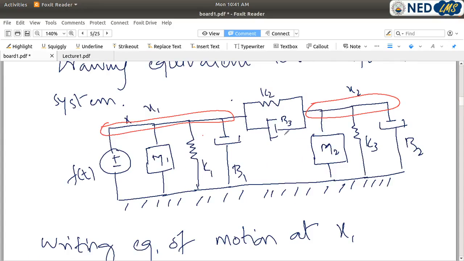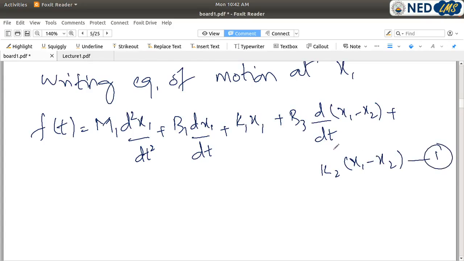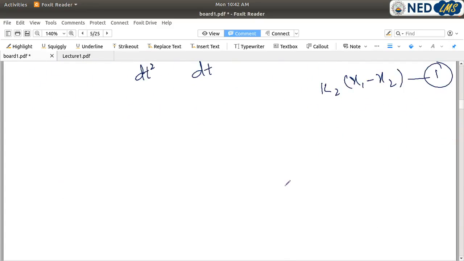And now for these two elements, since they are connected between x1 and x2, and the net force is applied, net force or net current is flowing in this direction, it's our assumption. So we should write k2 (x1 minus x2), and similarly b3 d/dt (x1 minus x2). So the additional terms are b3 d/dt (x1 minus x2) plus k2 (x1 minus x2). So this is our equation 1, taking Laplace transform on both sides.